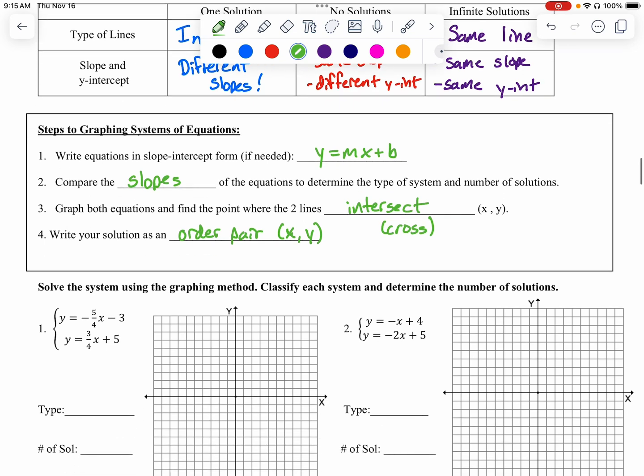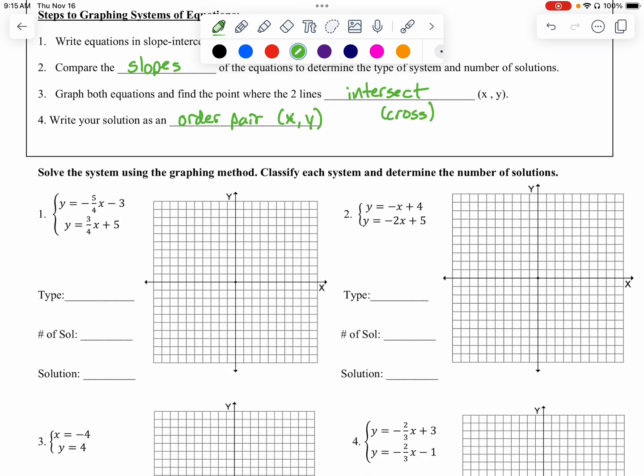So let's look at an example. So what I'd recommend is having two colors. So I'm going to star the first one with my first color. So my first equation will be in blue. So it's in y equals mx plus b, so that's good. And if you look at the two slopes, they're different. So right away, I know these are going to be intersecting lines. And intersecting means they should have one solution. So now to figure out what the solution is, we're going to graph.